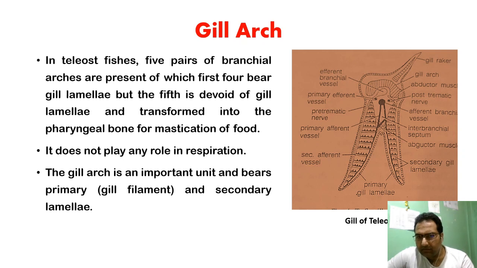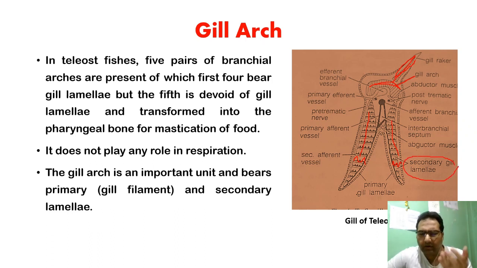This is in the case of teleosts. We have discussed this in the earlier slide as well, but here we will discuss it again. This is the gill arch, which can be bony or cartilaginous. On the inner side of this gill arch, the gill raker is present, and two gill filaments, which are called primary gill filaments. On these primary gill filaments, growths on the upper as well as the lower side are present. We call them secondary gill lamellae.